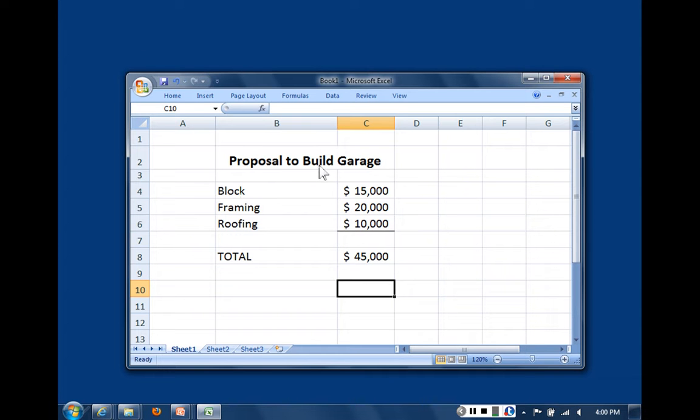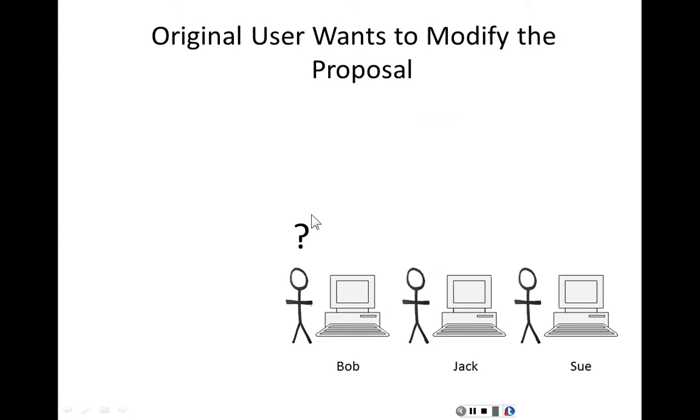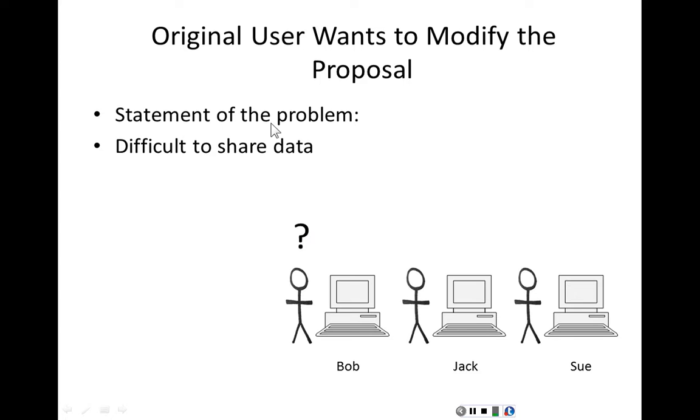So now we have a proposal to give to the customer that says we can build a garage for this customer for $45,000. Now suppose Bob thinks about it and he says, I think I have to modify the cost of the concrete block. Bob wants to modify the proposal, but he's not too sure where it is. He gave it to Jack, but Jack gave it to Sue, and Sue may have given it to somebody else, so Bob really doesn't know where the original proposal is. So the statement of the problem is, it is difficult to share data when you are not networked.